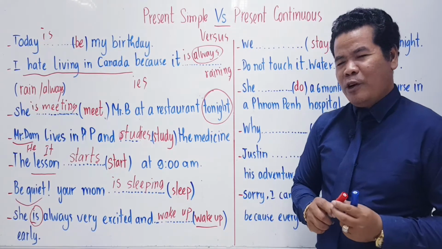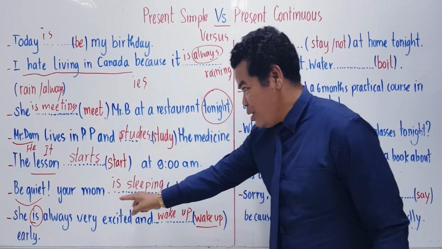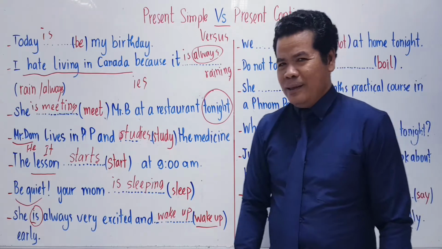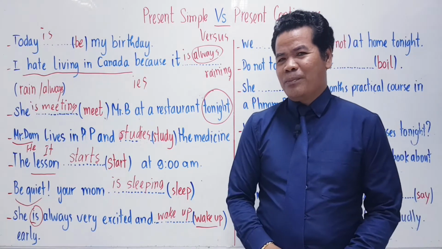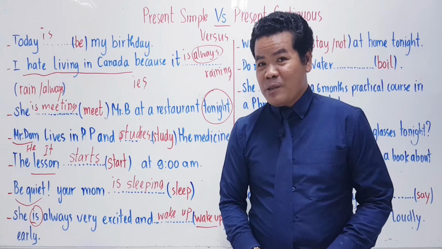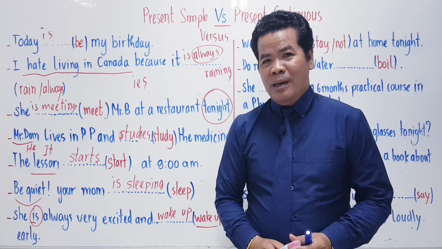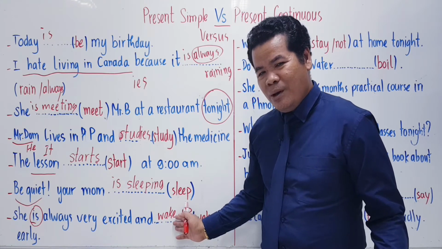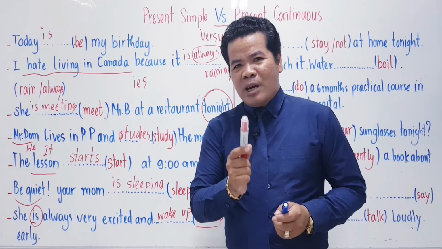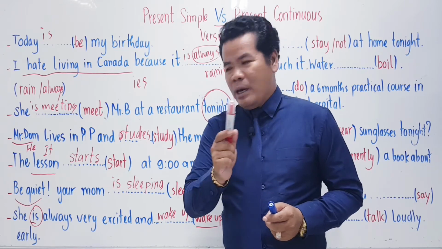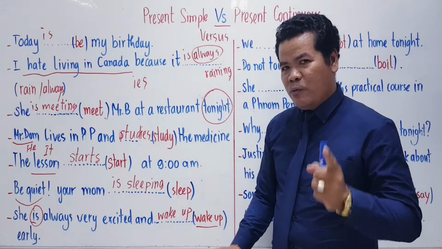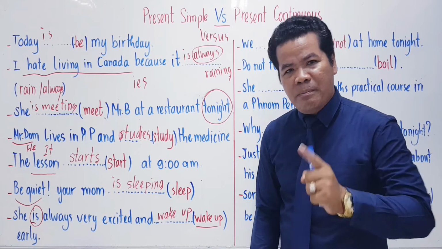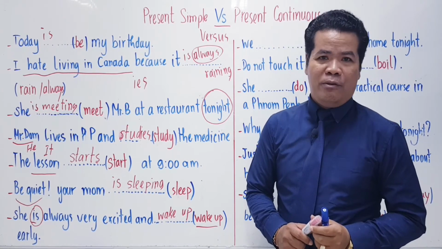Think about it. For example, when you write, "She is always very excited and wake up early." It's not ready yet. Think about, is it the right spelling? Is it the verb? Is that the correct verb when we use the present simple? You remember? Every time you see a sentence with the third person singular, you have to be careful with the present verb. You have to be careful.